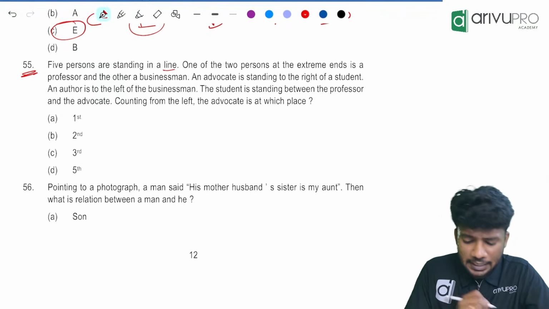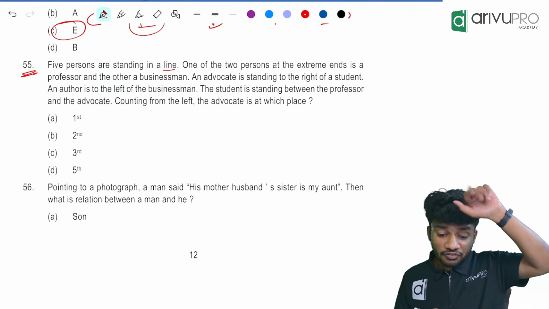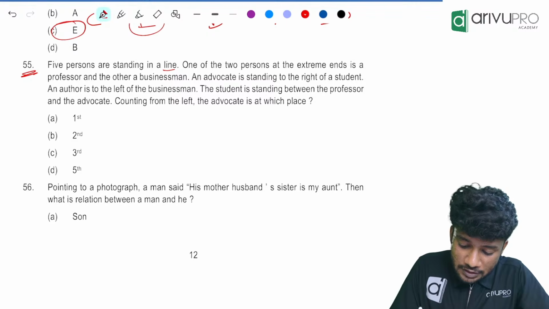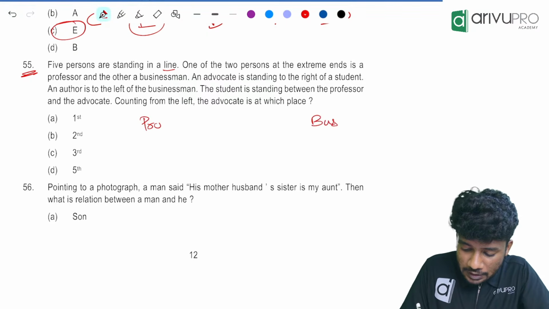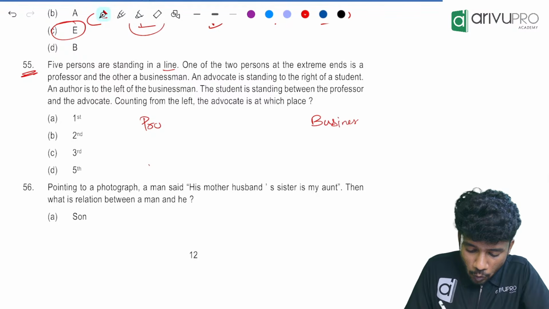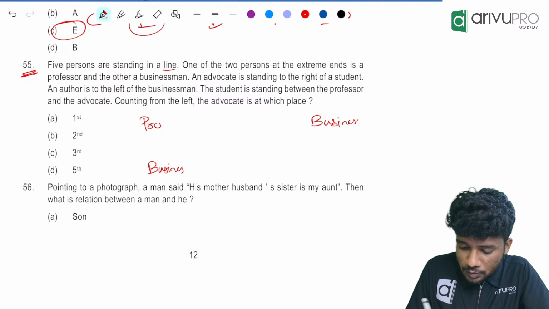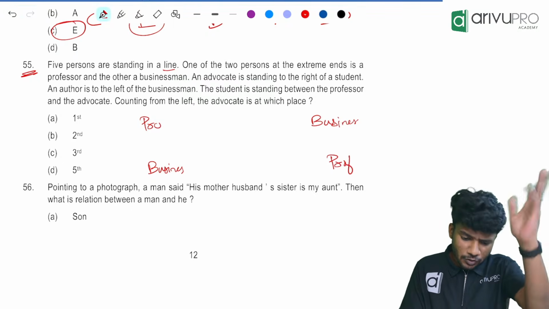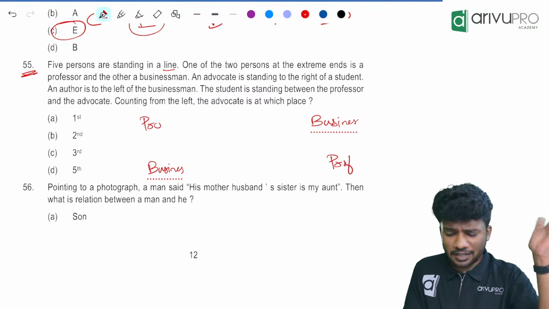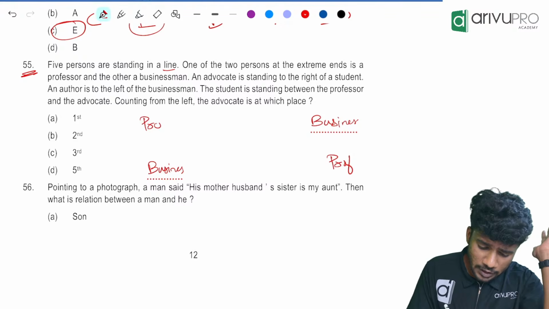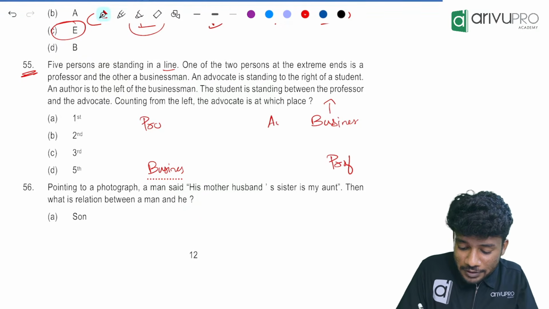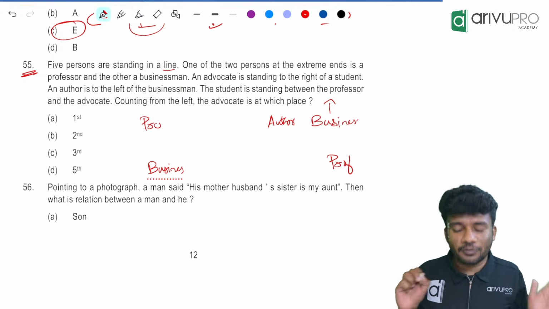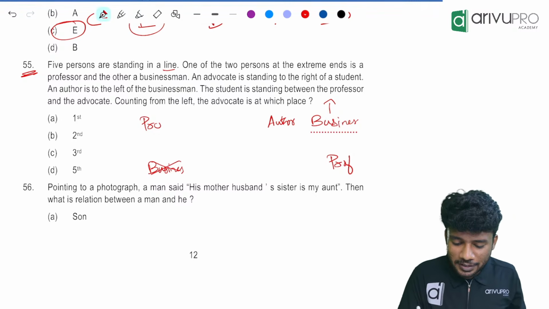Then people, 55th question. 5 persons are standing in a line. How many are there in total? 5 are there. One of the 2 persons at the extreme ends is a professor and the other a businessman. Either it can be like this or businessman and professor. Likewise, 2 possibilities. An advocate is standing right of student. We don't know the student. Oh, it is left of businessman, which means the only possibility is over here or somewhere over here. Correct? Now, the second possibility is wrong.